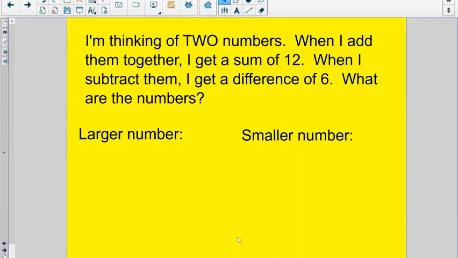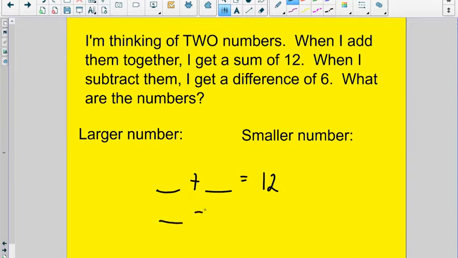All right, so when I add them together, I get a sum of 12. So that means if I were to add two numbers, they have to add up to 12. When I subtract them, I get a difference of 6. So we can just start with guess and check. Were there two numbers that add up to 12? Well, 6 plus 6 is 12, but 6 minus 6 is 0. So it's not that. Let's see what else.